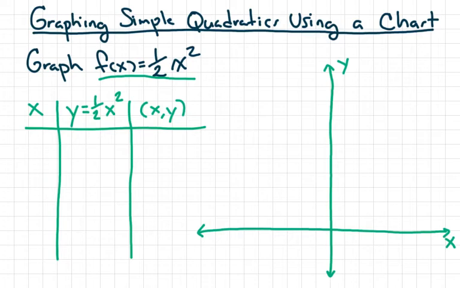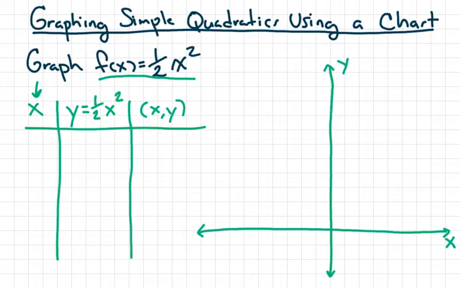Okay? So we're going to choose our x values, right? Those are our inputs. And our output is going to be y. And how we get the output is we're going to square x and then multiply it by 1/2. All right? So let's do it.